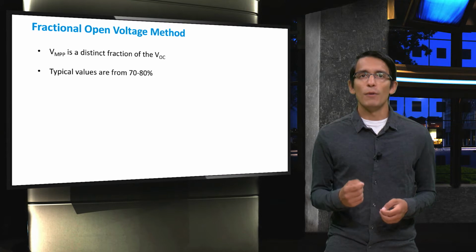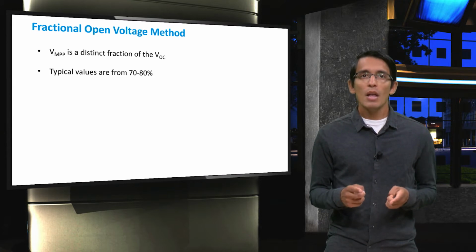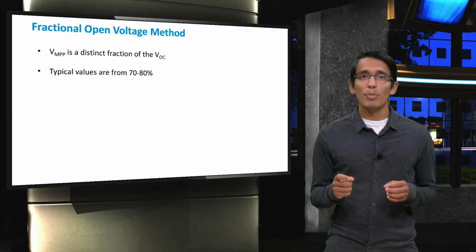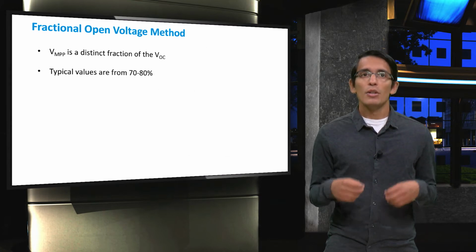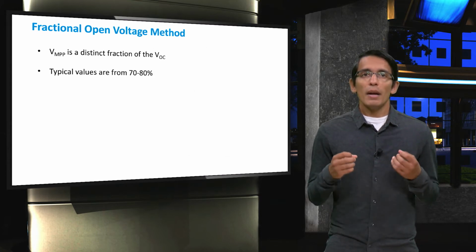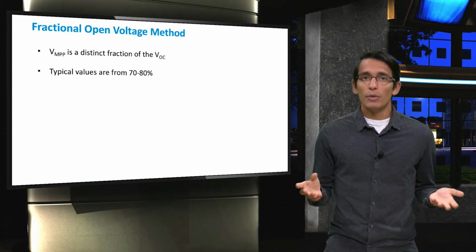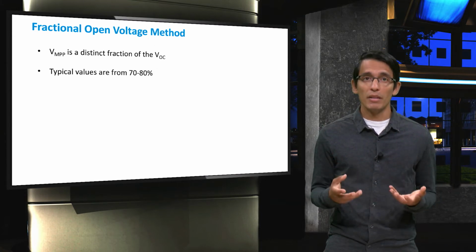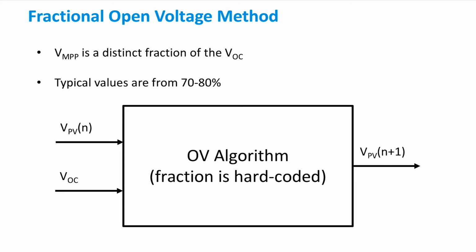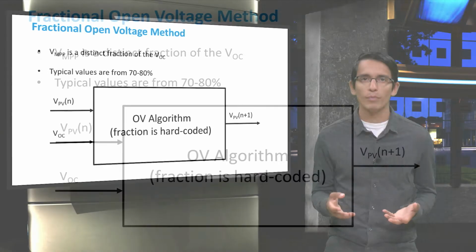However, the open circuit voltage needs to be monitored periodically. This is done by disconnecting the solar panel and measuring the VOC. During these disconnections, no power can be delivered to the load, which is the main drawback to this method. So here, we need both the voltage which is currently applied to the PV and the open circuit voltage as an input. The algorithm will then calculate whether or not the current voltage is higher or lower than the hard-coded fraction of the open circuit voltage and change the panel voltage appropriately.